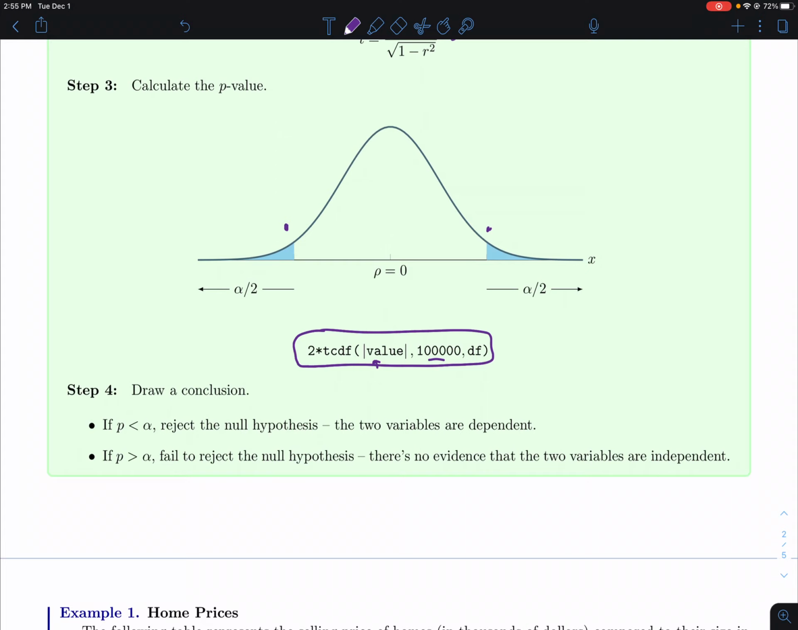The conclusion is always the same: if p is less than alpha, we reject the null hypothesis, so that means that's good.